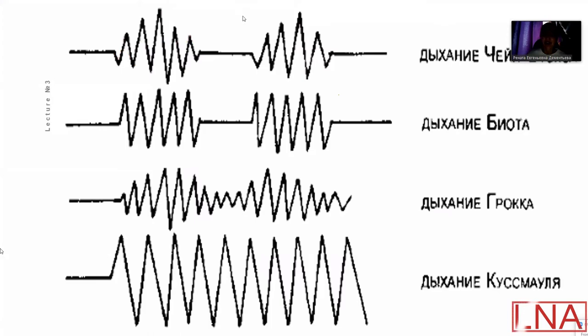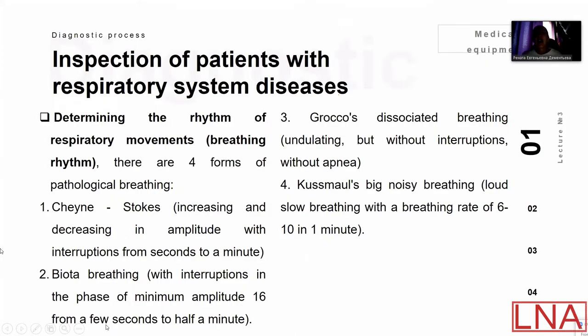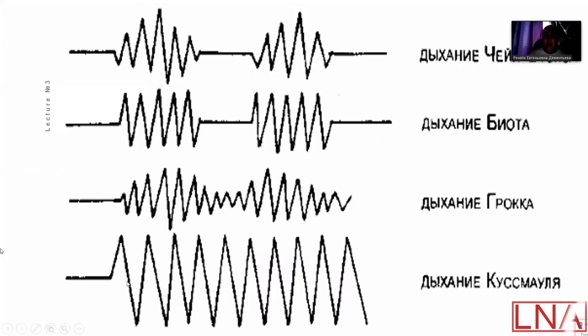It's breathing of Biot. Next type is Grocco's dissociated breathing, undulating, but without interruption and without apnea at all. Yes, undulating, some increasing, then decreasing, but no pause, no minutes without breathing, because in fact Biot's breathing has pauses in the breathing process.